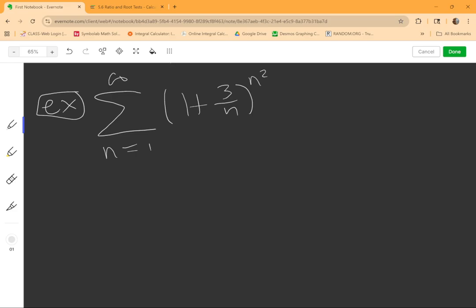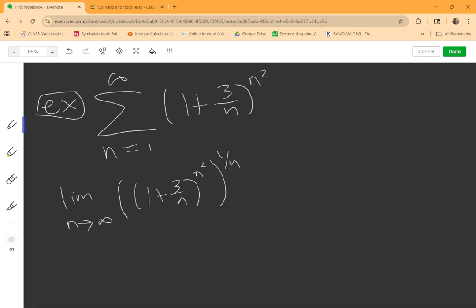Now again, whenever I have n in the power, I always want to think possibly root test. Again, not always, but it's a good starting point, especially if nothing else gives you any ideas here. So I'm going to look at taking the limit as n goes to infinity. And here we have the nth root, and I'm going to write this as 1 plus 3 over n squared in the exponent notation.